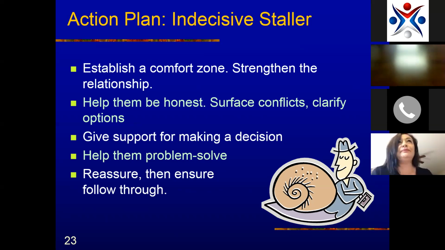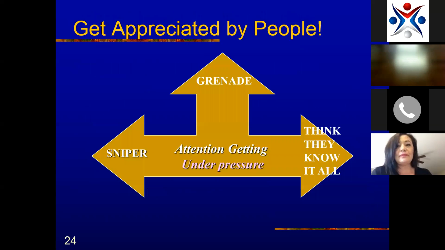Slide 24. Okay, now let's look at the attention-getting people. These are people-oriented, but have a very aggressive style. They are at the bottom right of the quadrant. These are the snipers, the grenade, and the think they know it all. You will find there's a difference between the think they know it all and the know it all.